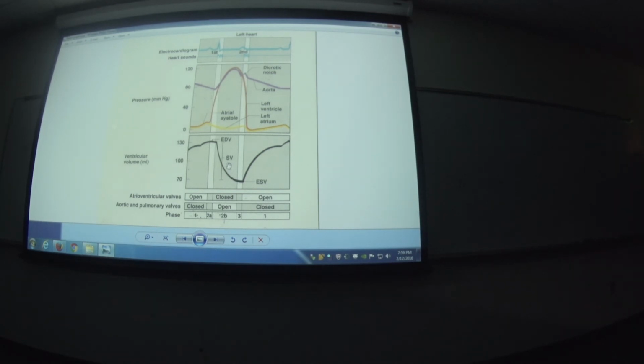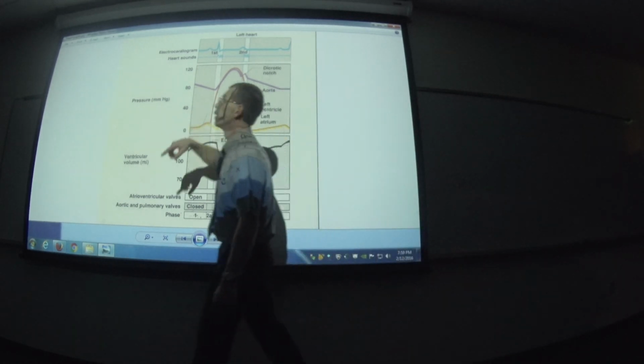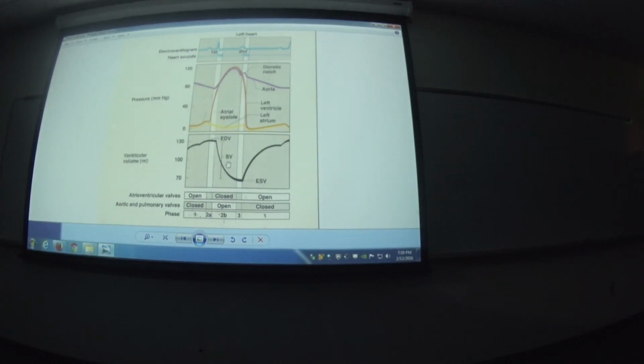The purple line is the aorta pressure, yes. Right? Okay. Yeah, and this one is purple. Right. So you have an electrical signal to correspond to heartbeat, to correspond to valve, to correspond to blood.